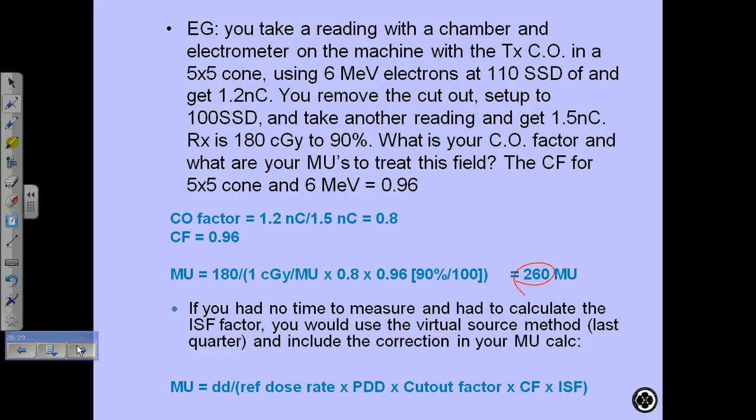So for electrons, to do a sanity check of MUs, it's pretty easy, because really those are the only two confounding factors. Extended SSD is going to make MUs a lot higher, and a small cutout is going to make the MUs a lot higher. Otherwise, you can pretty much say that the MUs are going to be just a little bit higher than the dose. So if the dose is 200, MUs are going to be like 205 or 210. So it's really easy to do sanity checks on electrons. If you had no time, that'd be good.